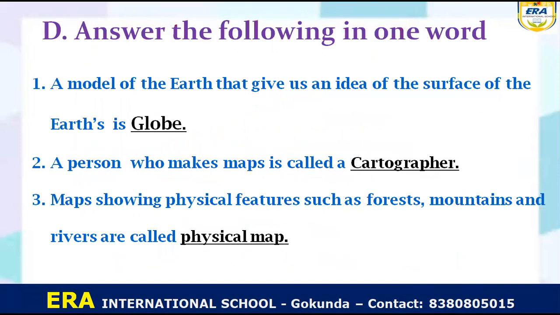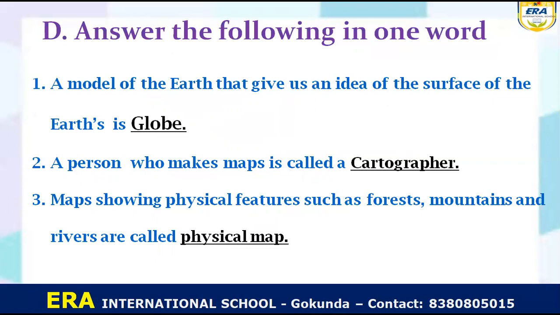And the last question of today's session is question D, answer the following in one word. The model of the earth that gives us an idea of the surface of the earth is called globe. So model of the earth is called globe. A person who develops the maps is called a cartographer. Remember, a cartographer is a person who makes the map. Maps showing physical features such as forests, mountains and rivers are called physical maps.